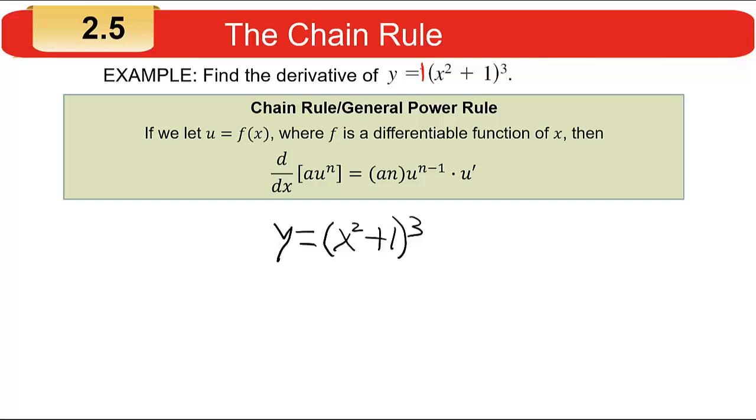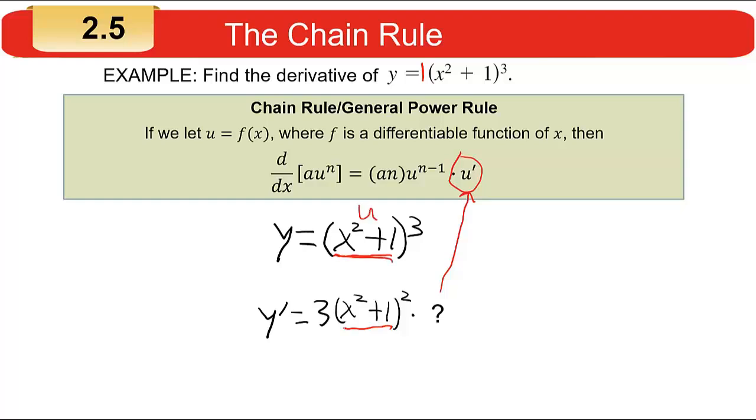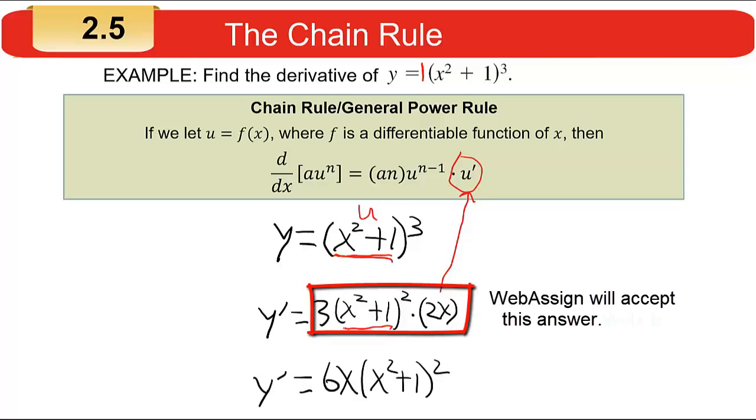So you're going to take 3 times 1 and get 3. You're going to drop the power down to a 2, but you're going to leave the base the same. So whatever the base was in the original, that base appears in the derivative too. But you're missing a factor, and that factor is the derivative of the base, which we're calling u here. So you've got to take the derivative of x squared plus 1, which is 2x. And of course, 3 times 2x is 6x.